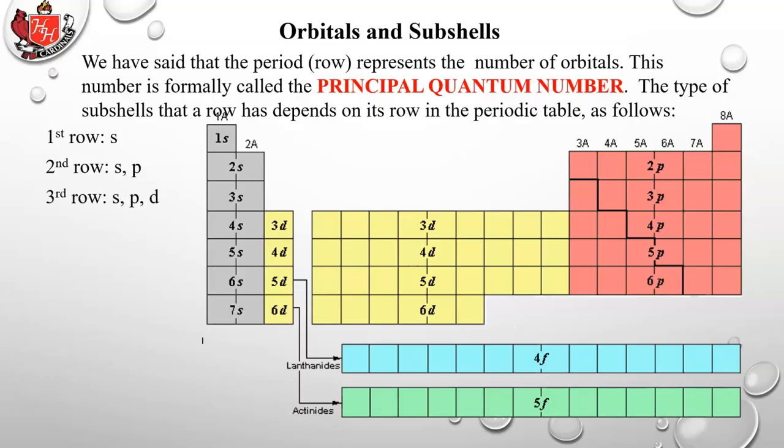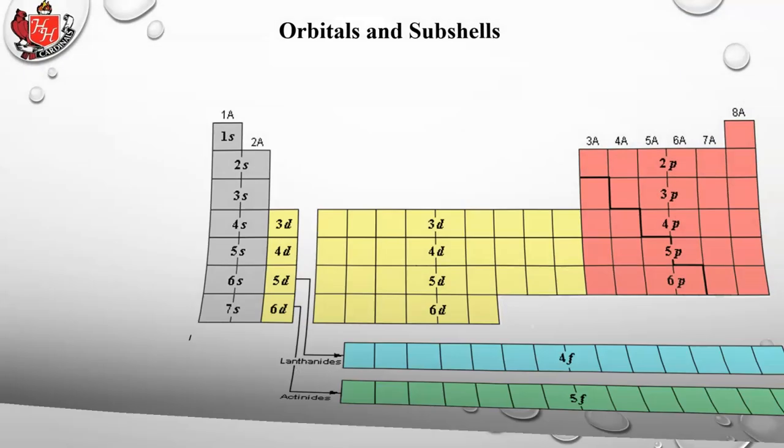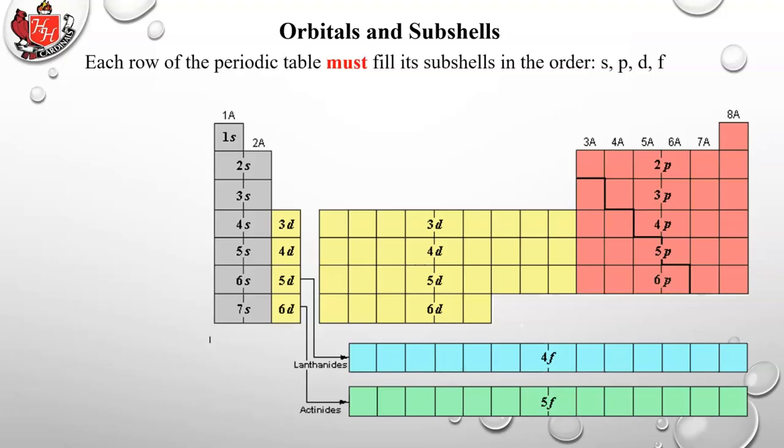The third row has an S, a P, and a D. The fourth row has an S, P, D, and F. The fifth row also has an S, P, D, and F subshell. Sixth row S, P, D, and seventh S, which we'll never deal with. So each row of the periodic table must fill its subshell in the order S, P, D, F.